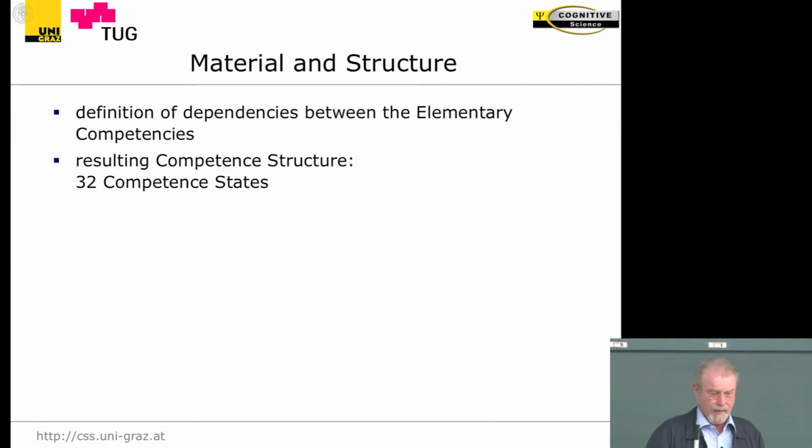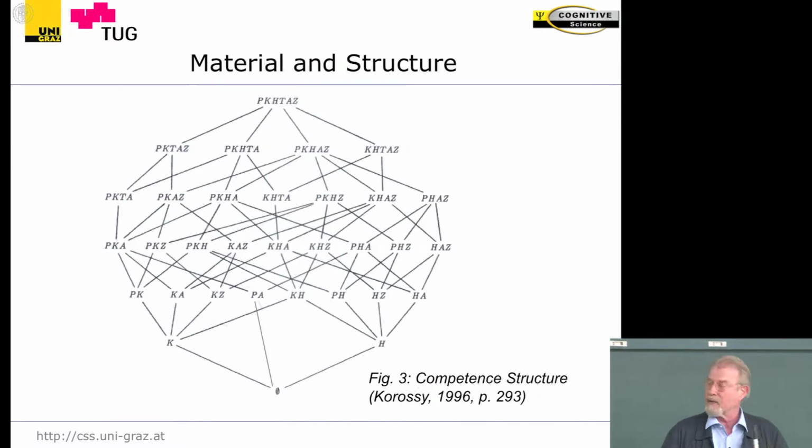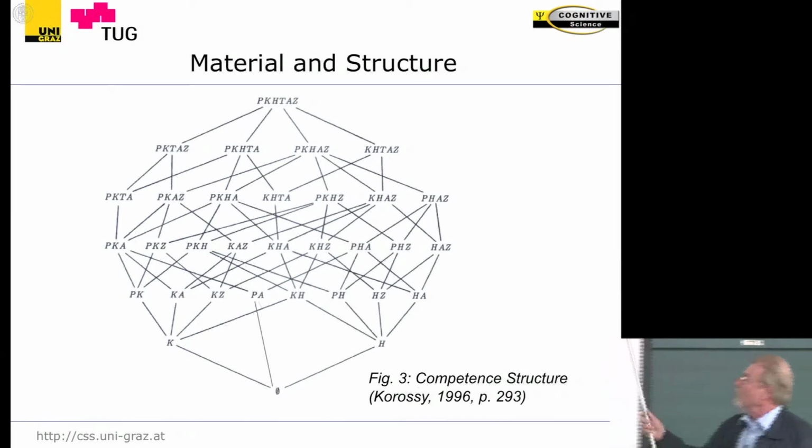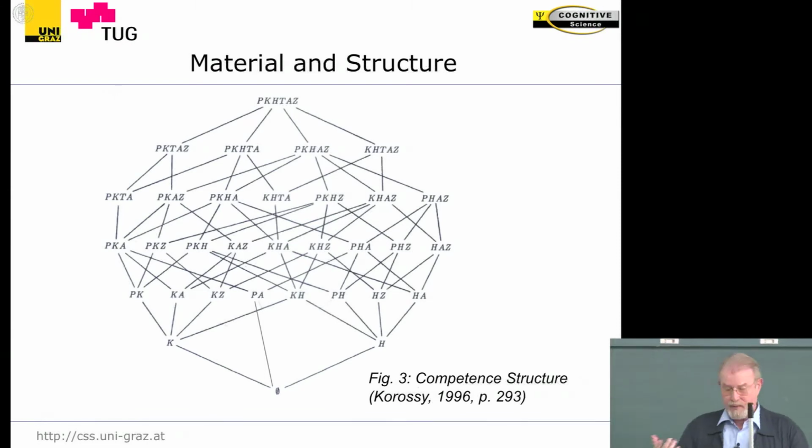And the next step is to ask, what are the states for this set of competencies? So we can define the dependencies between the elementary competencies, and finally this results in a competence structure with 32 competence states. It looks like this. So you easily can see that either the person has no competencies in this domain, or all the competencies in this domain, and of course the competence states are in between these two competence states.